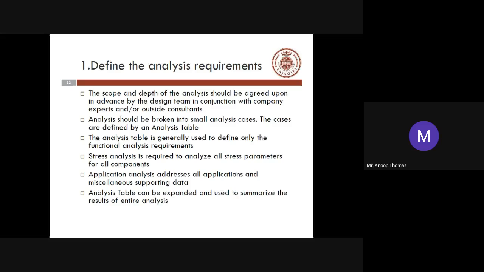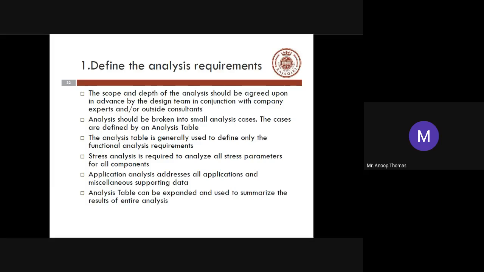You are starting an analysis, so you need to understand its requirements. We have already seen the significance of requirements at different levels. You are trying to do an analysis, so you also need the requirements of the analysis. You define the scope and depth of the analysis with design teams, company experts, and outside consultants. Everybody has to say this is the jurisdiction of our analysis. This is where we are trying to analyze, and this part is where we are trying to analyze.